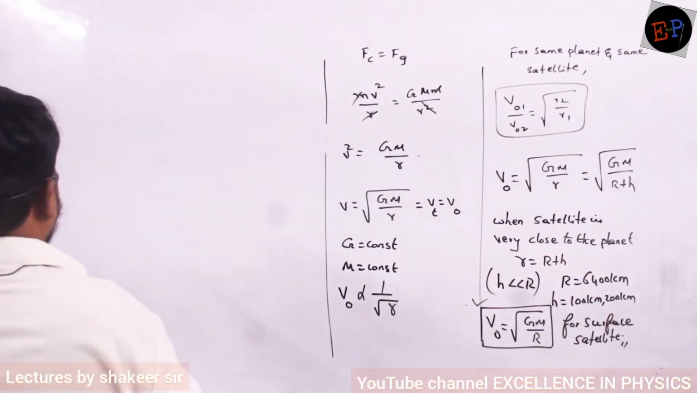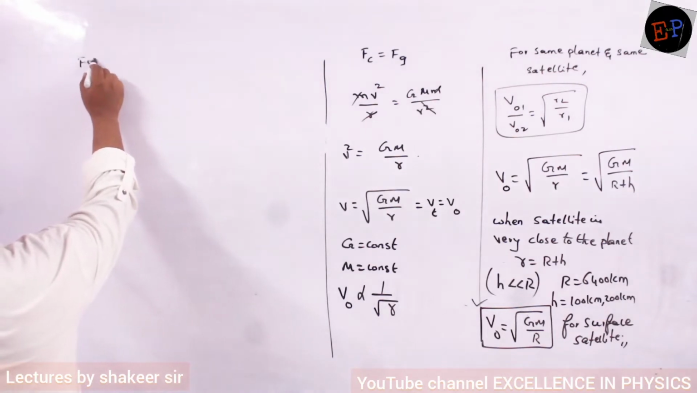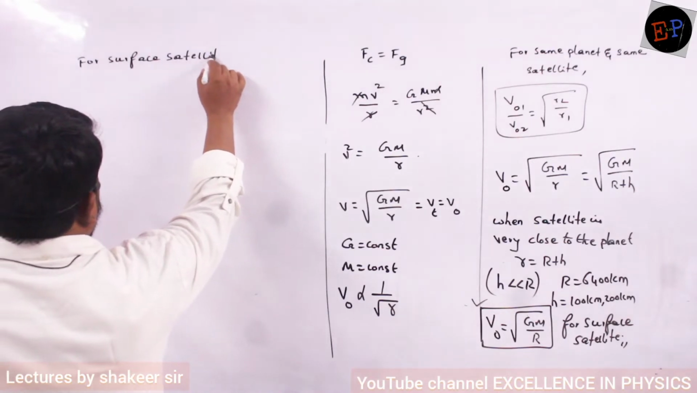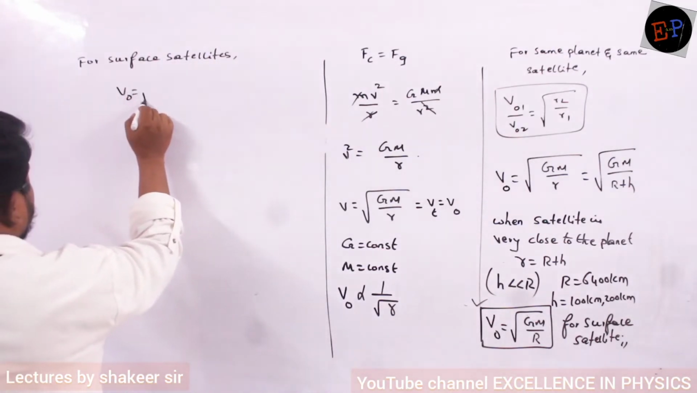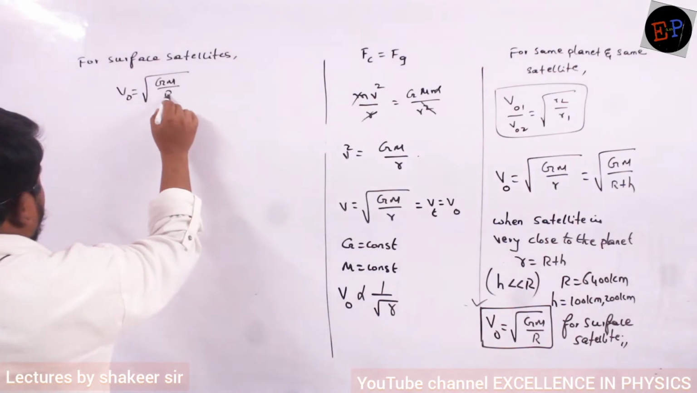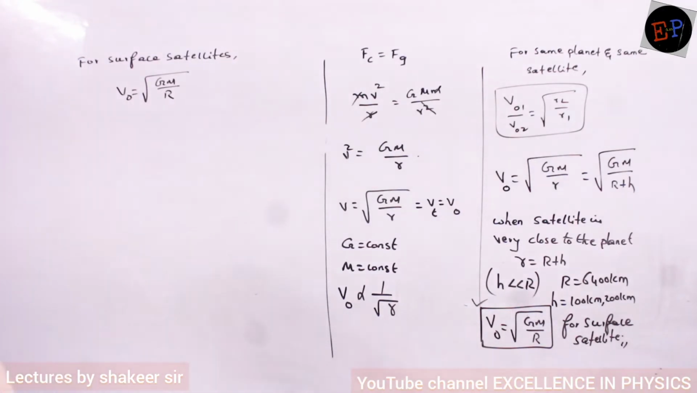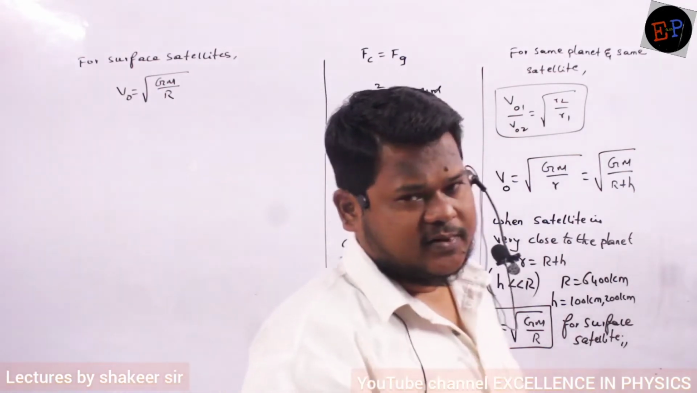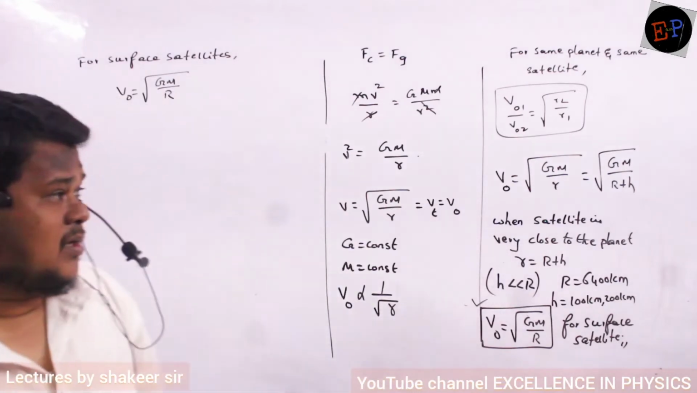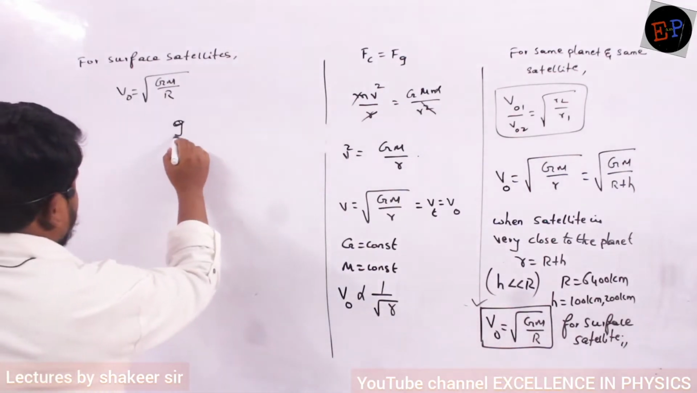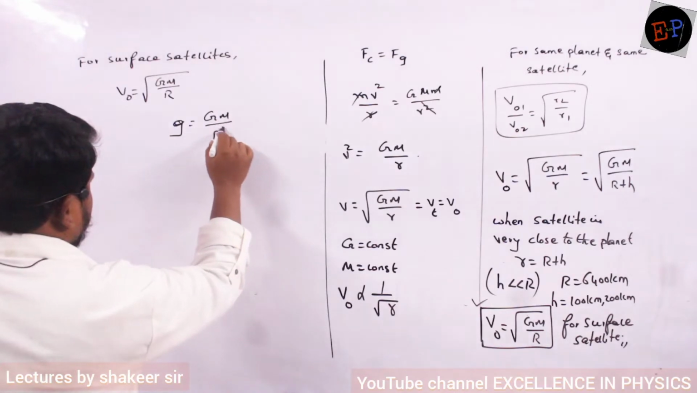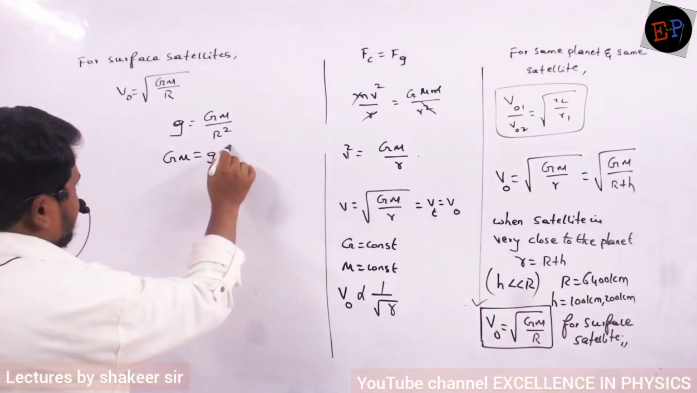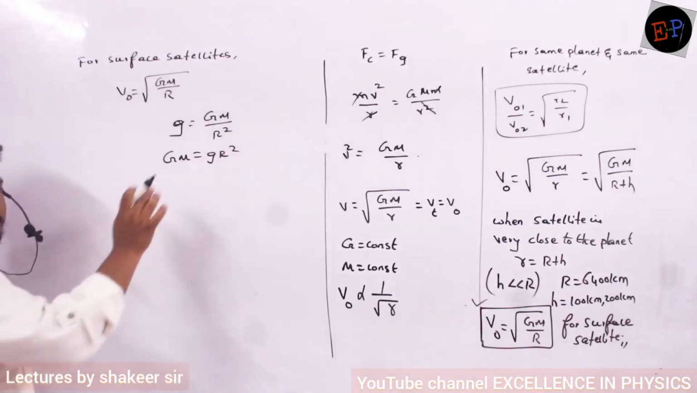Now, for surface satellites, what is the equation of orbital velocity? V0 is equal to square root of GM divided by R. Now here the equation is in terms of capital G. I can write this equation in terms of small g also. How? We know that g is equal to GM divided by R square. Therefore GM will be equal to gR square. So instead of GM, you substitute gR square.